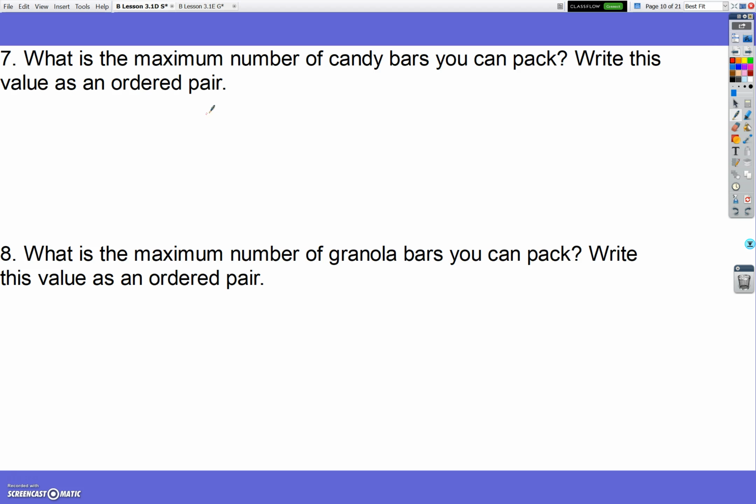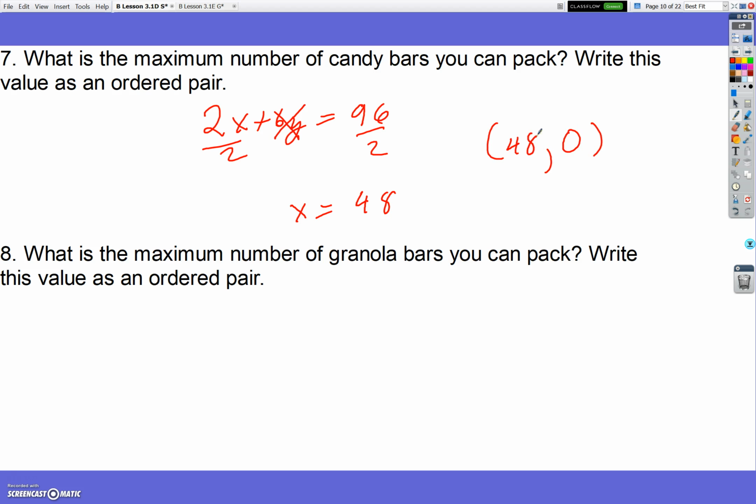So what this is saying is, if I were to only take candy bars, so 2x plus 6y is equal to 96, and I only want to bring candy bars, so I'm not going to bring any granola bars, if I divide both sides by 2, I would get x is equal to 48. So when I have 0 granola bars, I would have 48 candy bars. And that's shown on my graph.